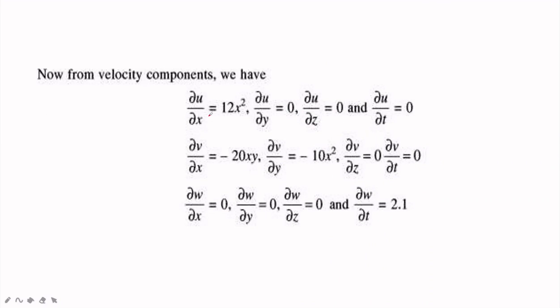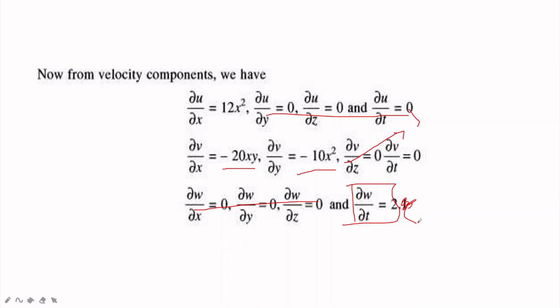So ∂u/∂x is 12x square, ∂u/∂z is 0. Everything else is 0 in the first equation, u. In the second equation v, ∂v/∂x is minus 20xy, ∂v/∂y is minus 10x square, and ∂v/∂z and ∂v/∂t are 0. In the third equation, ∂w/∂x, ∂w/∂y, ∂w/∂z are 0, and ∂w with respect to time is 2. This is a printing mistake.